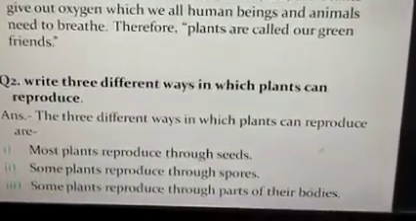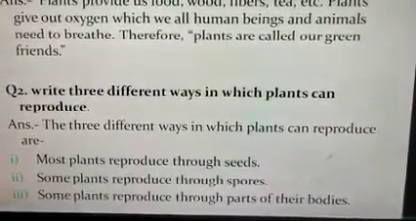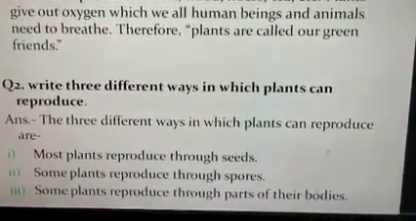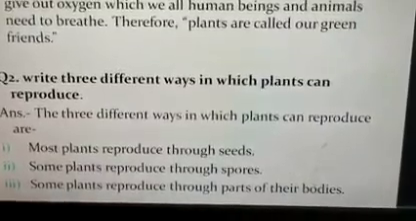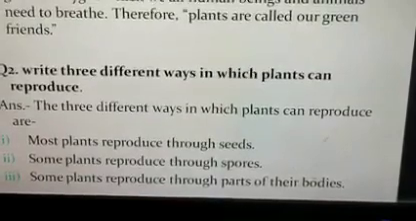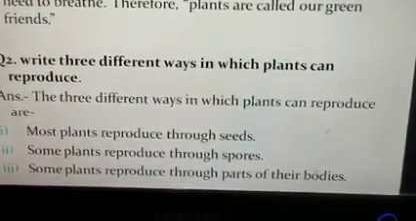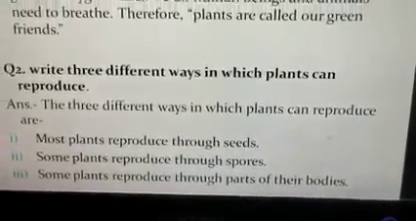Now question number 2. Write 3 different ways in which plants can reproduce. The 3 different ways in which plants can reproduce are: most plants reproduce through seeds, some plants reproduce through spores, and the third one is some plants reproduce through other parts of their body.